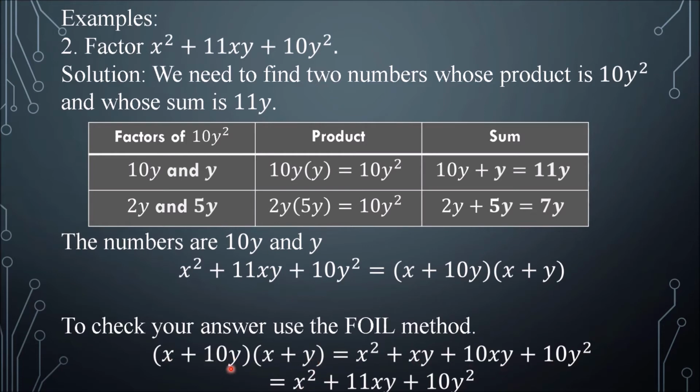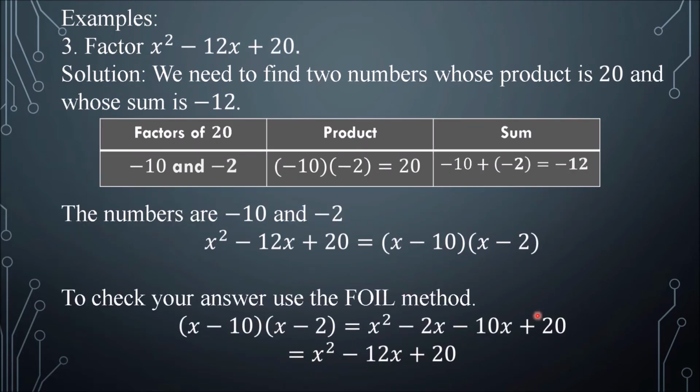10xy came from 10y times x, inner. And then last, 10y squared. Simplifying that, we have x squared plus 11xy plus 10y squared. Therefore, the factored form of this is x plus 10y times x plus y.